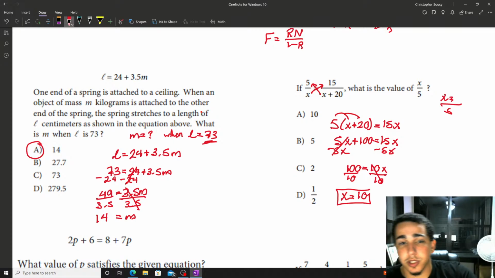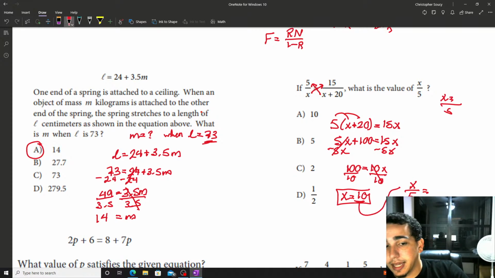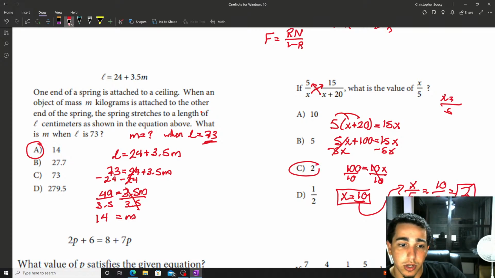So we get that x equals 10, but the question is not asking us what is x. It's asking us for x over 5. So since we know that x equals 10, we're going to plug that in for x in the question. So x over 5, which is really 10 over 5, is just 2. And this is the answer to this question.